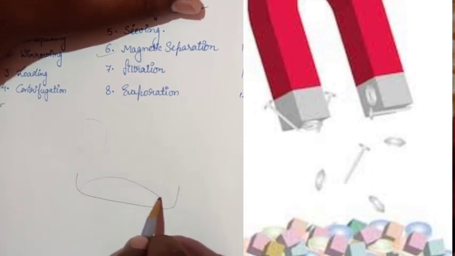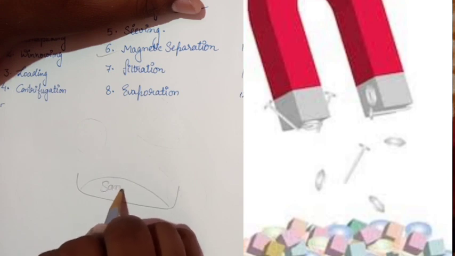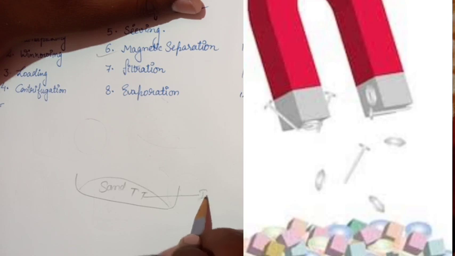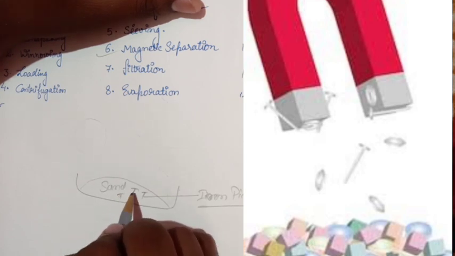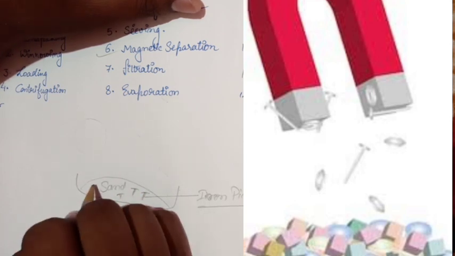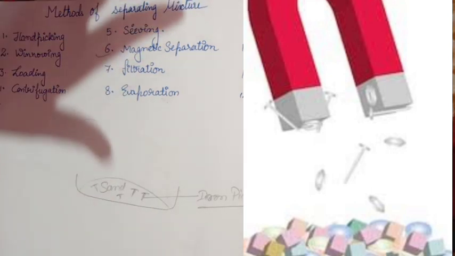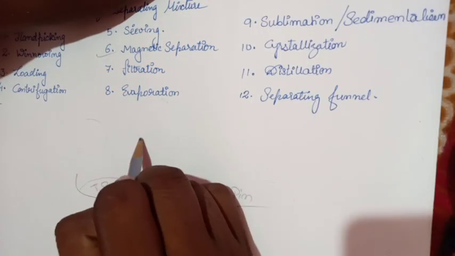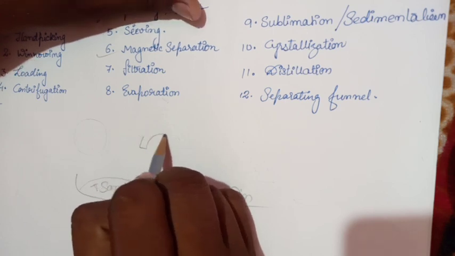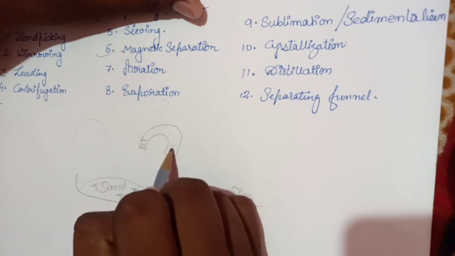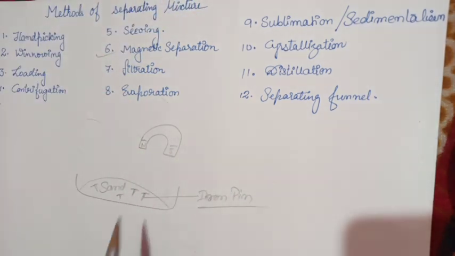This is a separation of sand and iron pins. There are lots of iron pins in the sand. Now this can also be done by hand picking, but the easiest method is to bring a magnet.